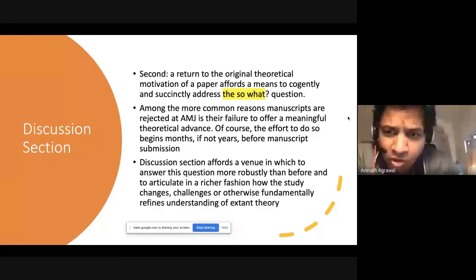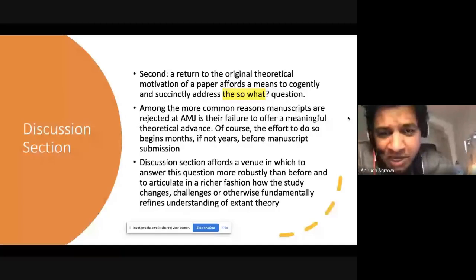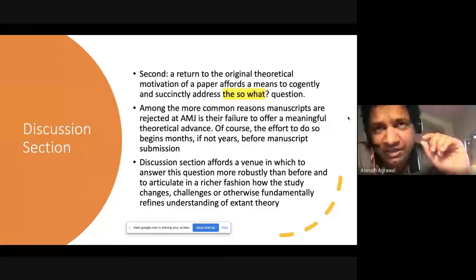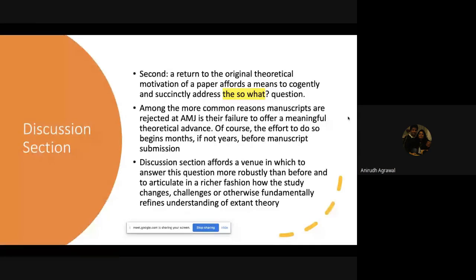Among the more common reasons manuscripts are rejected at AMJ is their failure to offer a meaningful theoretical advance. Again, these slides I have taken from AMJ, Academy of Management Journal. Every A-star journal demands theoretical contribution. A and B journals are okay with phenomenological contribution, but an A-star journal is all about theory. So you have to focus a lot on theory, and that's why this discussion section is a lot about theory.